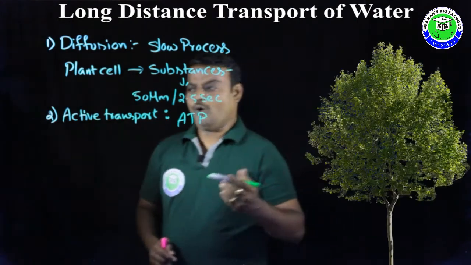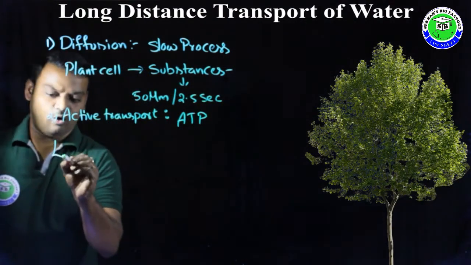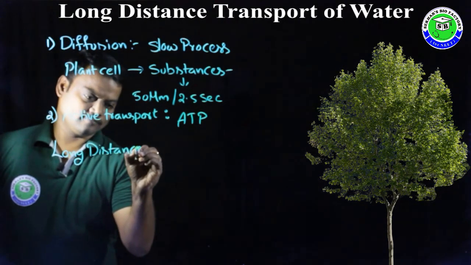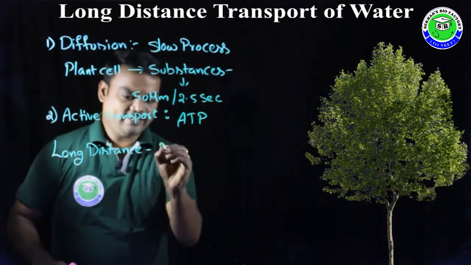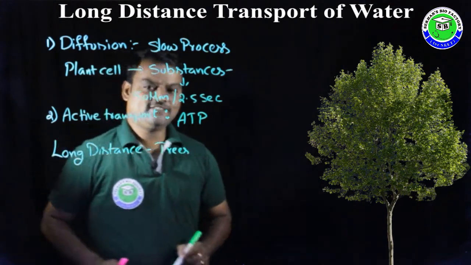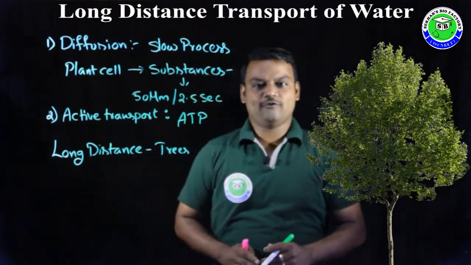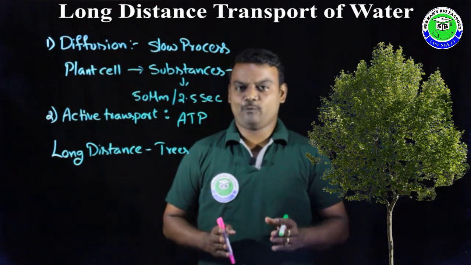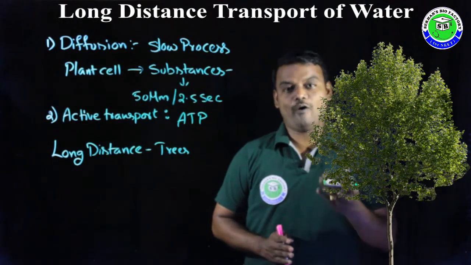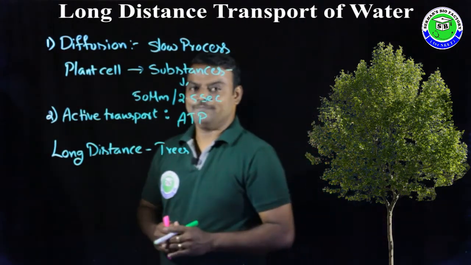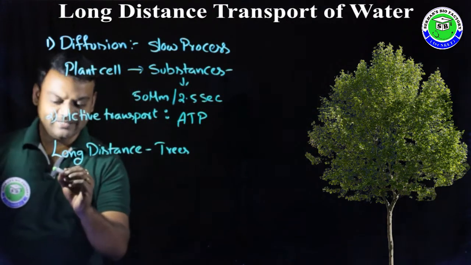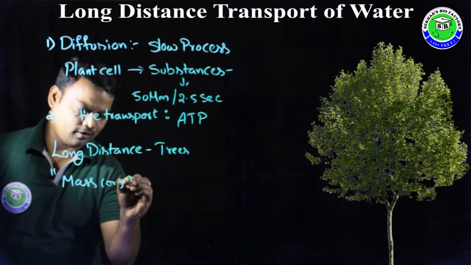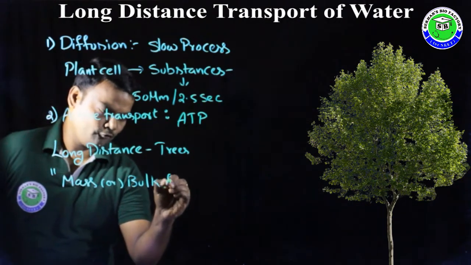But in the case of long distance transportation, in trees, diffusion and active transport are not sufficient. So for the transportation of various substances for a long distance in trees, it needs a special system, and this system is called the mass or bulk flow system.